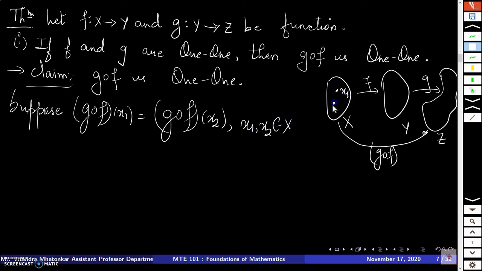So x1 and x2 are here, and I'm talking about G composite f of x1, which is the same as G composite f of x2. I want to show that x1 is equal to x2, right? If we are able to show that x1 equals x2, then we can say that the map G composite f from x to z is also 1-1. By definition, G composite f of x1 is G of f of x1, and that is equal to G of f of x2.